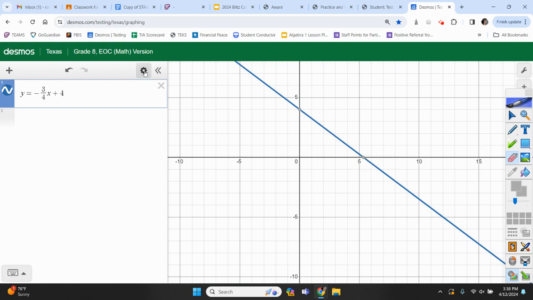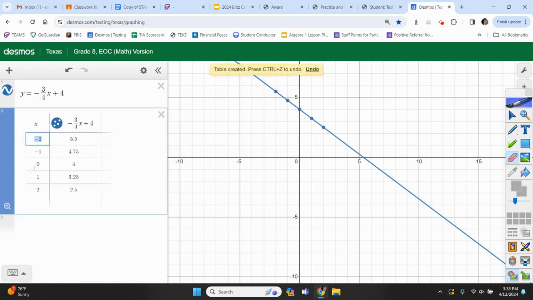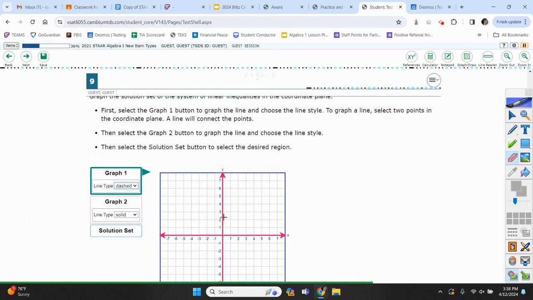So what I could do is look at the table. 0, 4, I'm already graphing. It doesn't give me any whole numbers, so I've got to find another whole number. There we go, 4, 1. So those are 2 points I can graph, 0, 4 and 4, 1, and that's one of my lines.